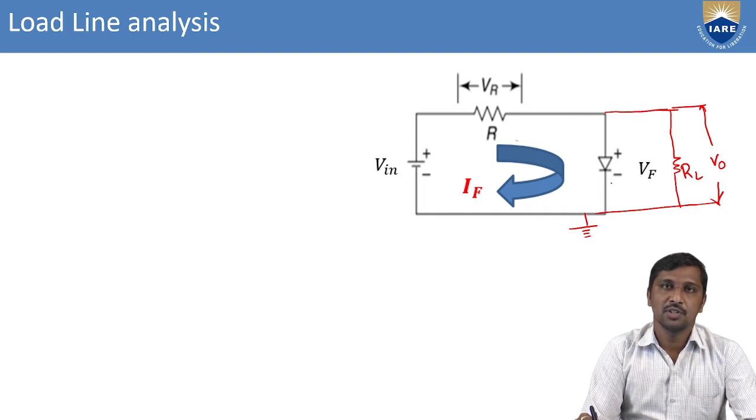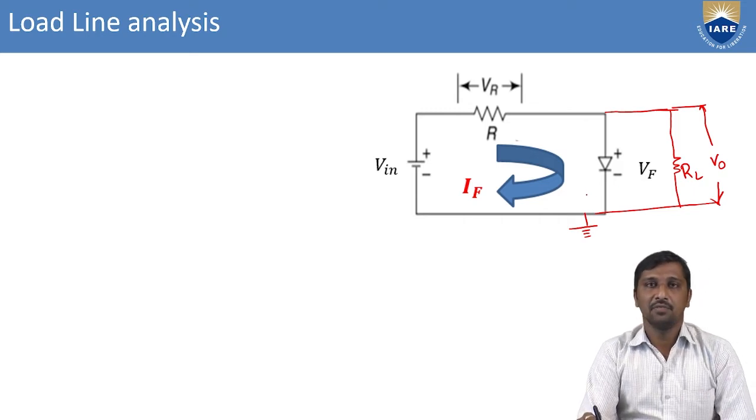So why are we considering only forward bias? Because the maximum current flows across only the forward biased diode here. That is the reason we are considering only the forward biased PN junction diode.